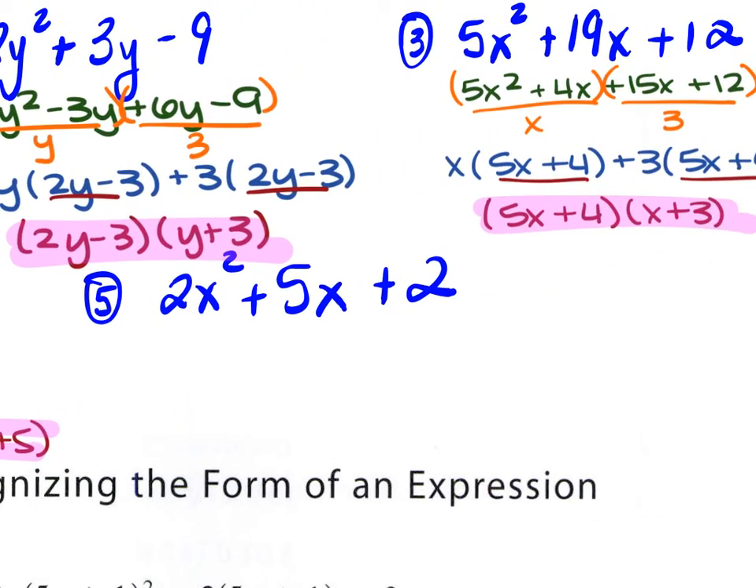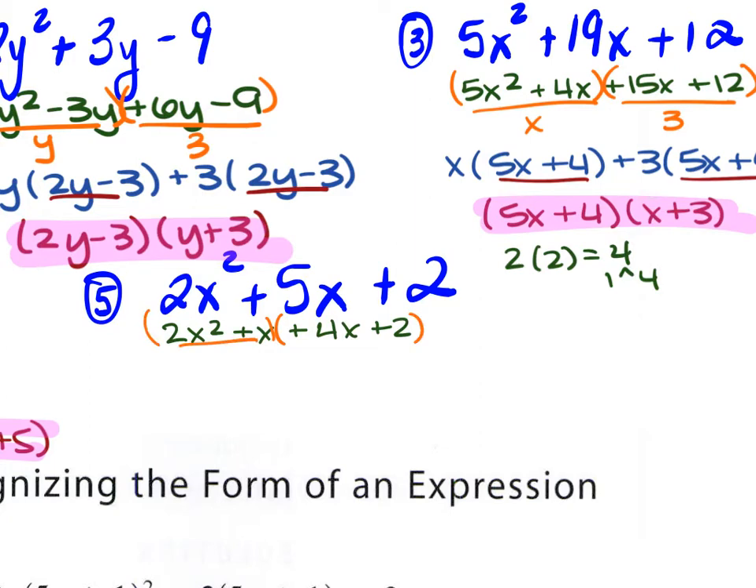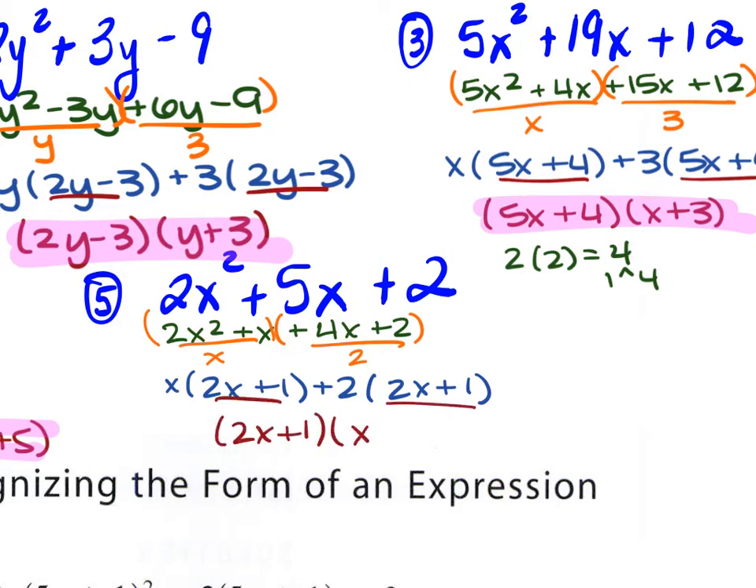For 5, we have 2x squared plus 5x plus 2. So 2 times 2 is 4. Factors of 4 that add up to be 5 are 1 and 4. So this is 2x squared plus x plus 4x plus 2. Factor by grouping. Pull out your greatest common factor of both. So this turns into x times (2x plus 1) plus 2 times (2x plus 1). Parentheses are the same. (2x plus 1)(x plus 2).